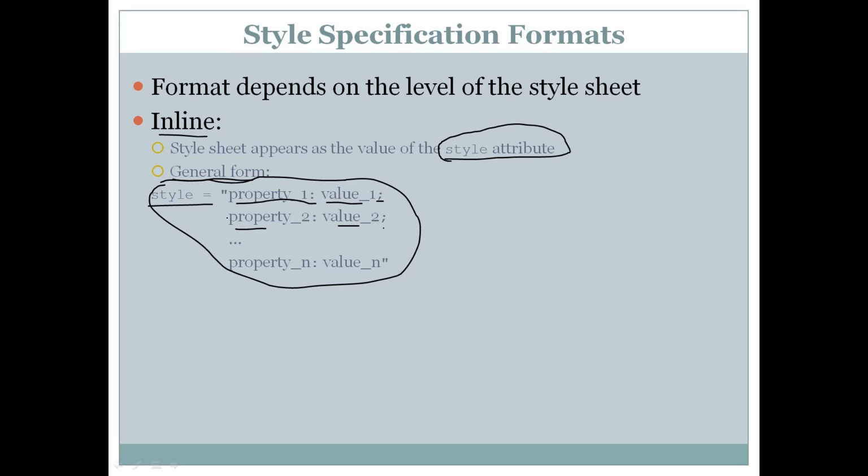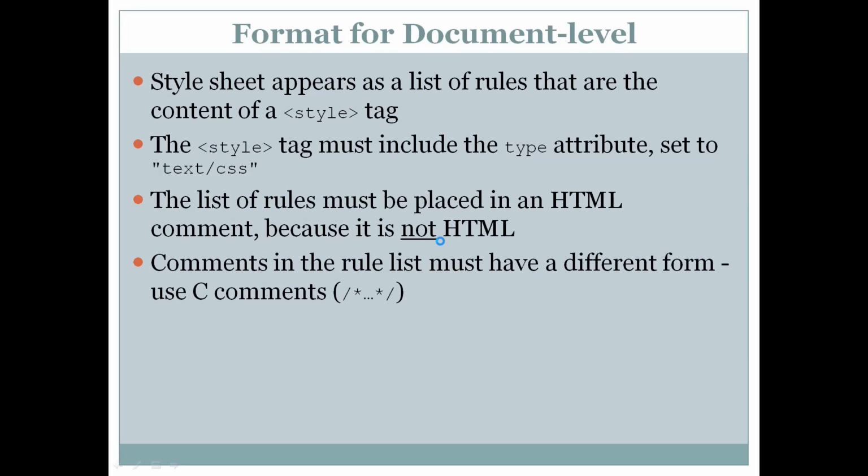So next, move to the next level of style sheet, that is the document level style sheet. Okay, in case of document level style sheet, now style sheet appears as a list of rules that are contents of style tag. Document level style sheet we always declare in the head section, we said. So in the head section we have to use a tag called style tag. Inside the style tag we have to declare the CSS rules.